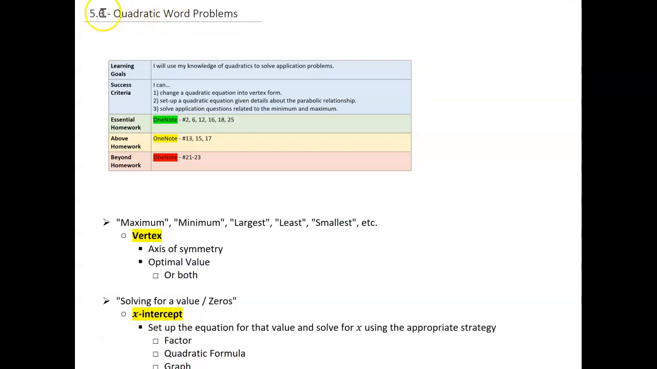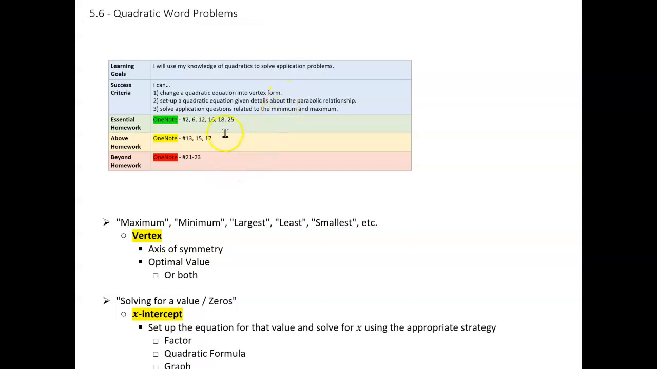Hello class, today you're going to work through some quadratic word problems. The goal of today's lesson is for you to be able to solve quadratic application problems using what you know about quadratics in vertex form, in factored form, and in standard form.